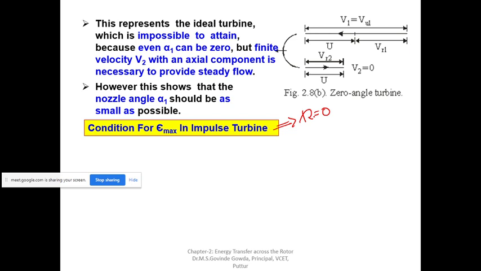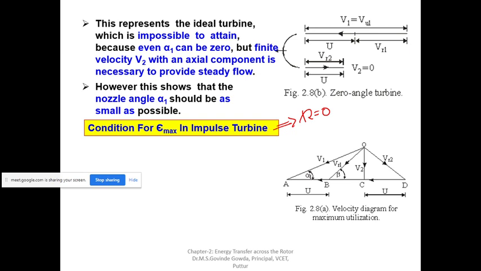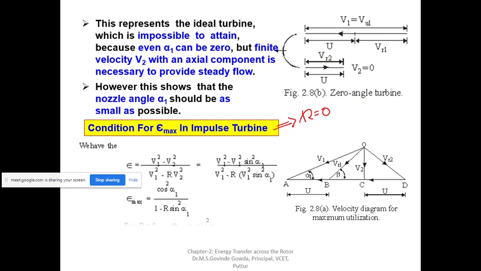So, condition for maximum utilization factor in impulse turbine: R is equal to 0. Whenever I talk about the impulse turbine, my degree of reaction will be equal to 0. Then only we say that it is an impulse turbine type. So this is the condition here, impulse turbine. We consider our degree of reaction R equal to 0.